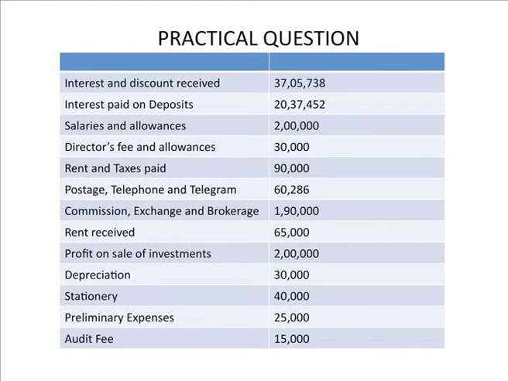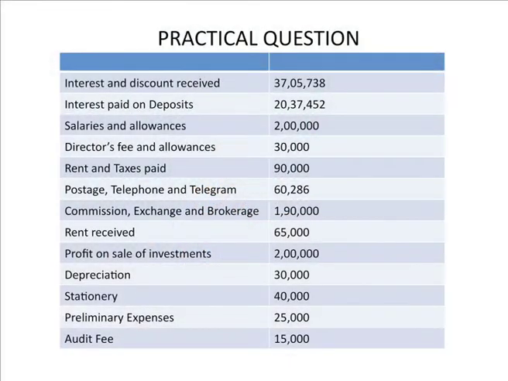There is a bank whose details are being given in the form of information. It says that interest and discount received is 37 lakh 5,738. As and when we are reading the information, we will identify the schedules with it. So I am again reading it. Interest and discount received 37 lakh 5,738. So it is part of schedule 13.